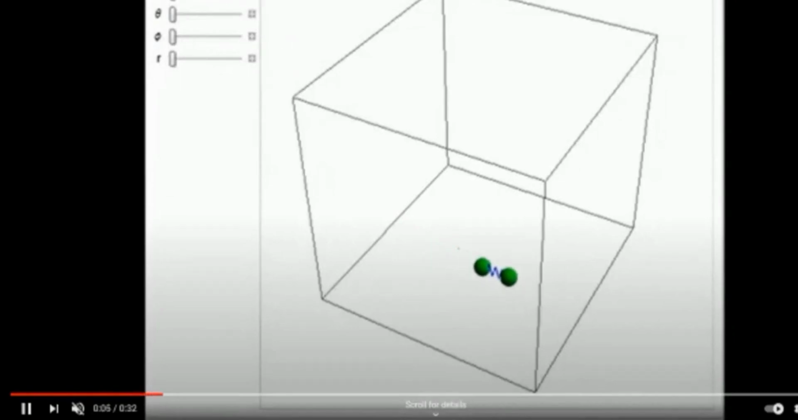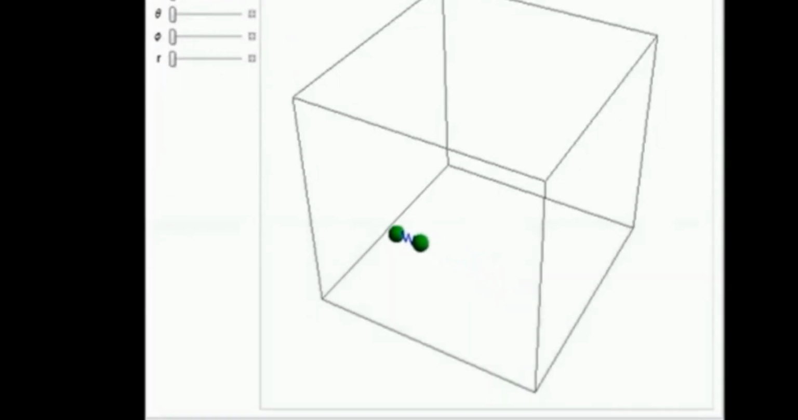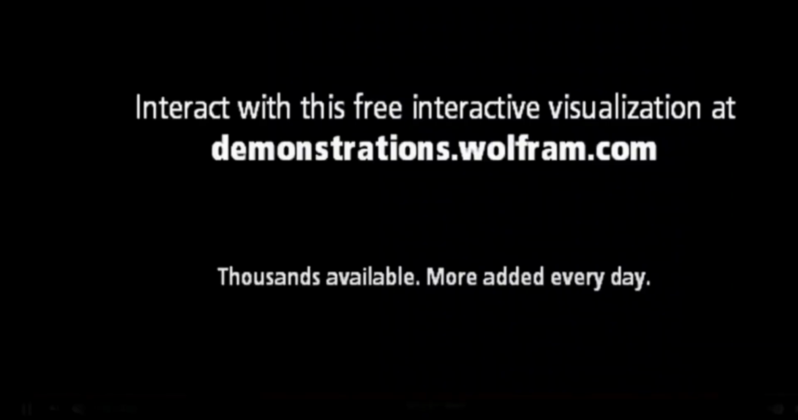Diatomic, that's one translational kinetic energy degree of freedom. Two translational kinetic energy degrees of freedom. Three translational kinetic energy degrees of freedom. Here's a rotational kinetic energy degree of freedom. There's another rotational kinetic energy degree of freedom, and there's an oscillatory degree of freedom.